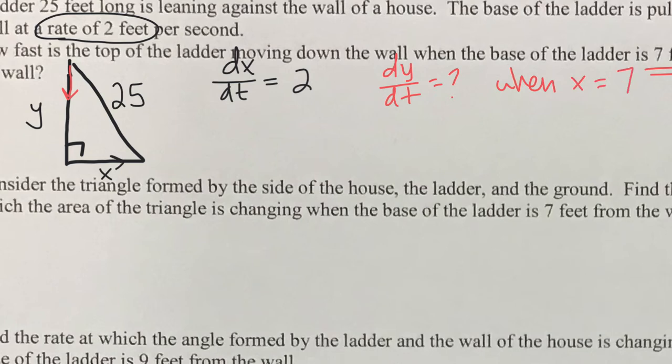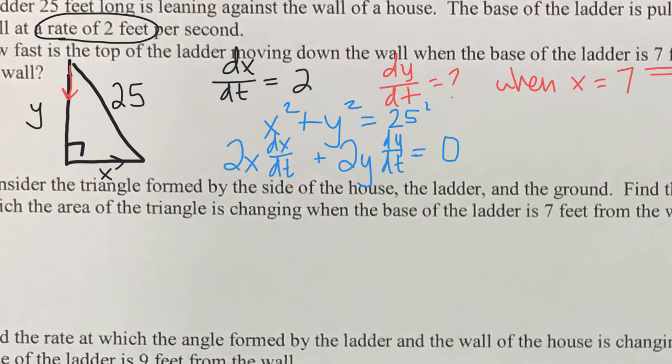Now, what is the relationship between every right triangle when we know the hypotenuse? His name is Pythagoras, exactly. So x squared plus y squared equals 25 squared, which is 625. Which isn't really important because now we're going to implicitly differentiate both sides. So we differentiate with respect to time. So every variable gets a rate.